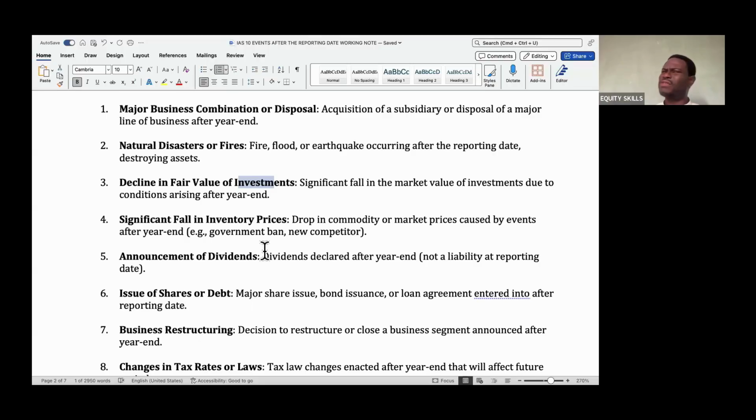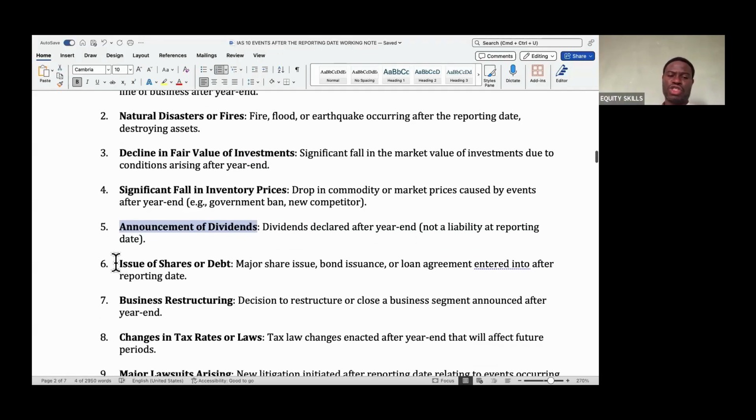So announcement of dividend, take note of this. They can ask you. You need to know that you don't need to adjust the financial report of the previous year for this. It's a new transaction, a new event. Dividends are paid from your cash flows, from your retained earnings. So you don't have to adjust the prior year figures for dividends.